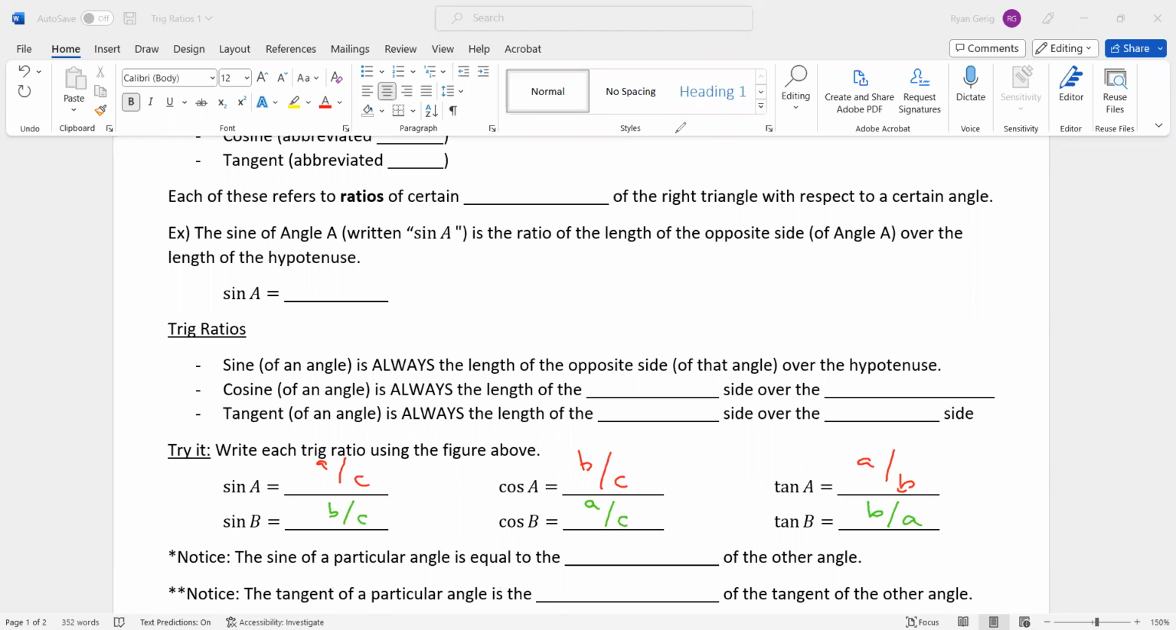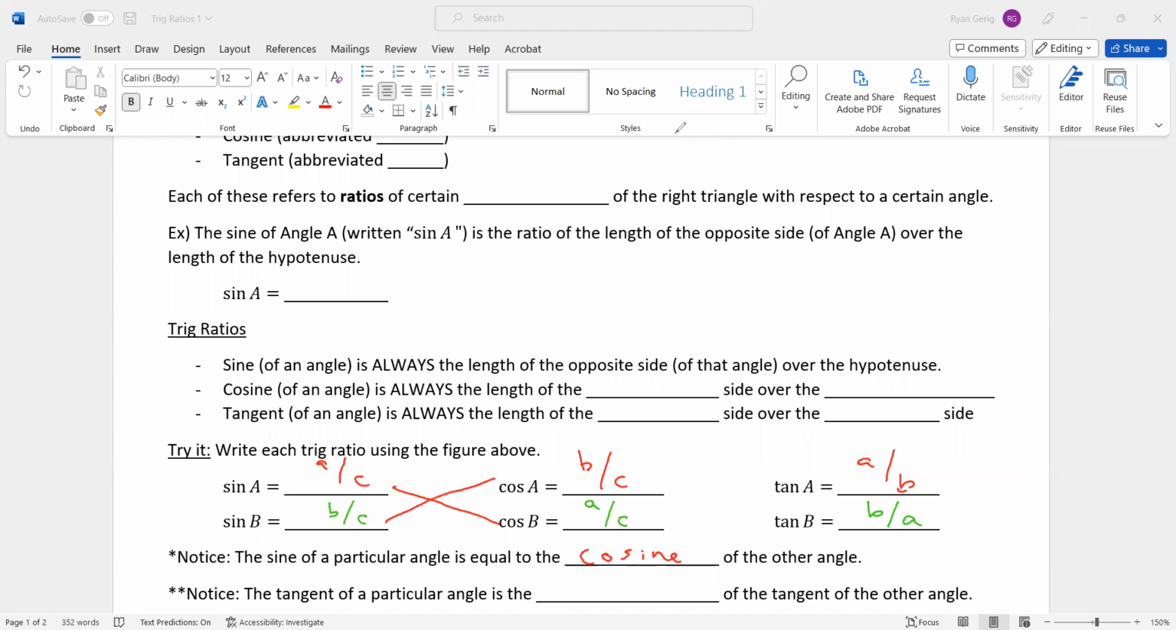A couple things I want you to notice, and this is why I rewrote them. The sine of an angle is equal to the cosine of the other angle. These are just some relationships I'd like you to see. So the sine of A is equal to the cosine of B. Look at them. They're both A over C. And the sine of B is equal to the cosine of A. They're both B over C.